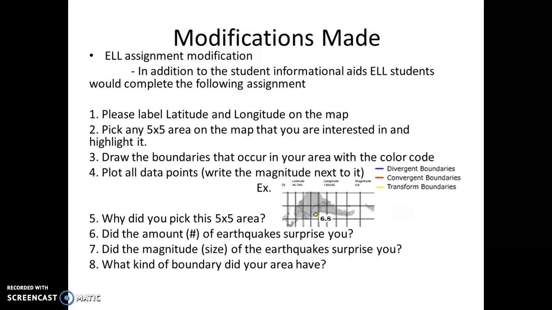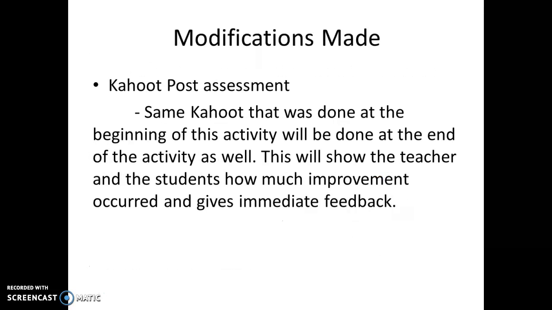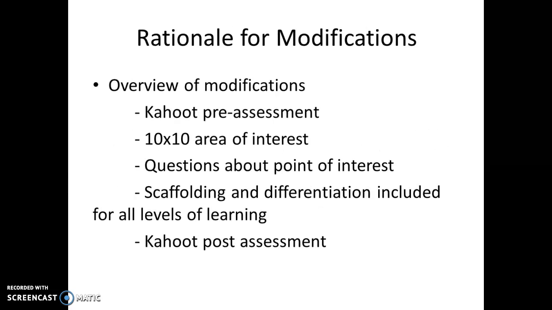And then what kind of boundary did your area have? So this is really for the low proficiency ELL students. And then I did a Kahoot post-assessment. It's the same Kahoot that was done before, but this will just give them immediate feedback as well as myself.